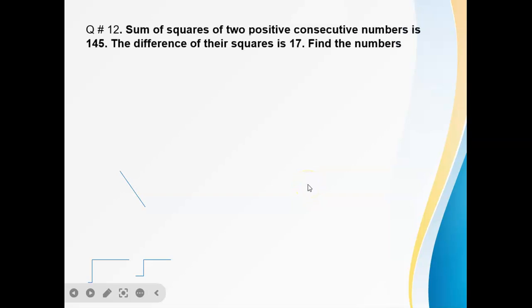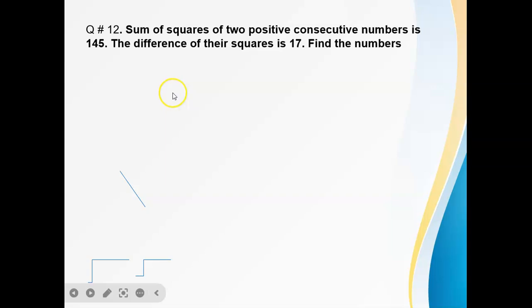Coming towards our next question, which is question number 12. Here it is written that sum of squares of two positive consecutive numbers is 145 and the difference of their squares is 17. We have to find the numbers.